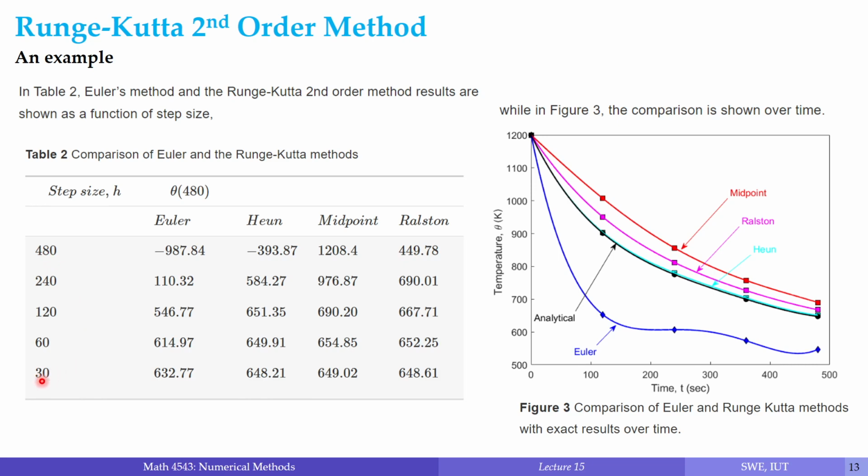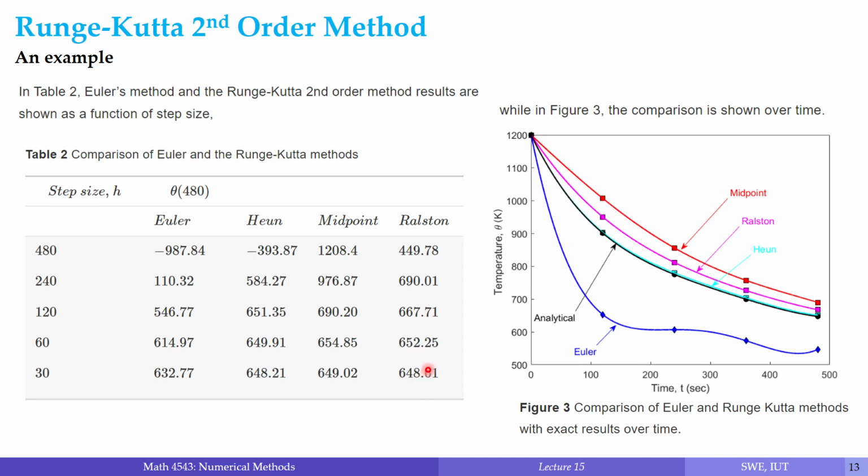Now, if we go to the extreme low end, when we take the step size h to be 30 seconds, we see that our Euler's method comes very nearly close, but not as close as the approximations generated in the case of the Heun, midpoint and the Ralston methods.